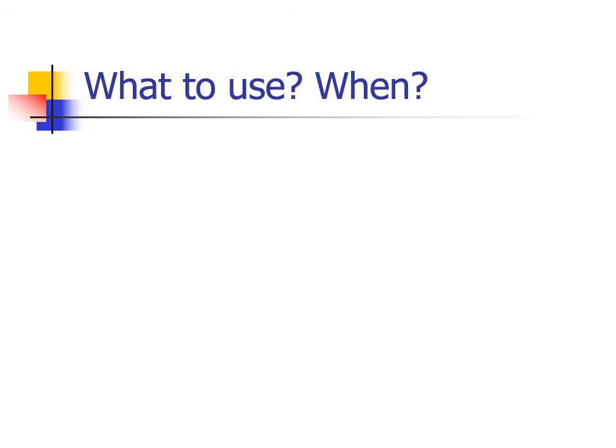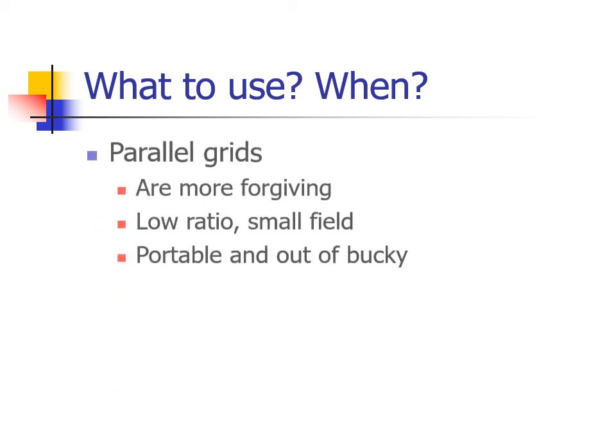It comes down to the question, what type of grid is most appropriate for what situation? Overall, parallel grids are more forgiving. You don't have to contend with the center line, and the grid doesn't have a tube side. They work best if the ratio is kept low, let's say 8:1 or less, and also the field width is kept below 10 inches. Given this forgiving nature, parallel grids are best suited for portable or out-of-bucky work, like shoot-through hips.